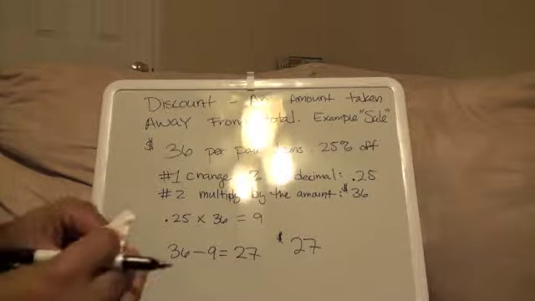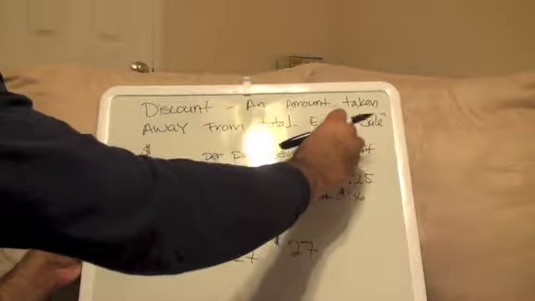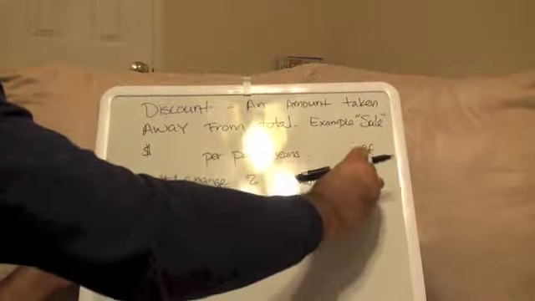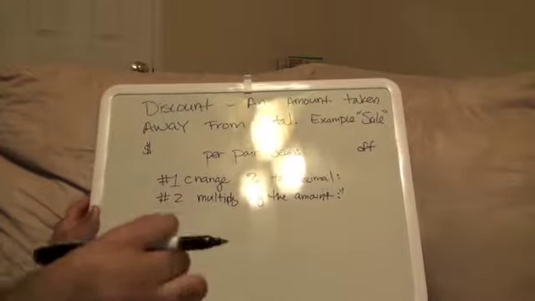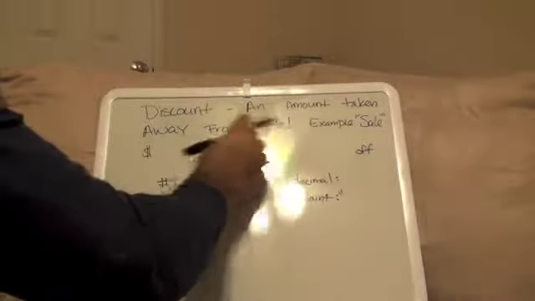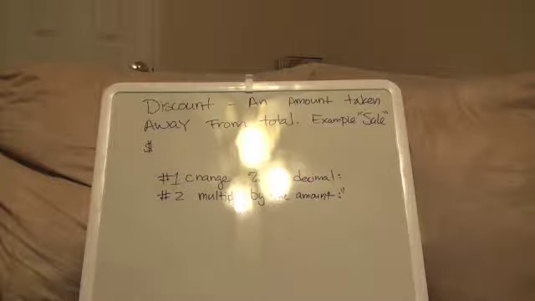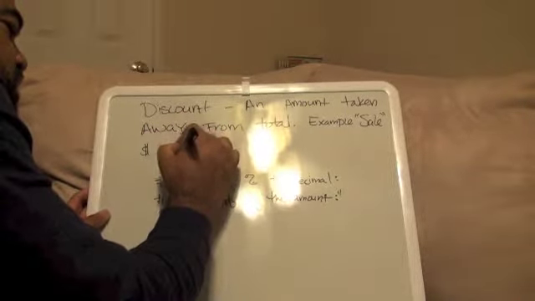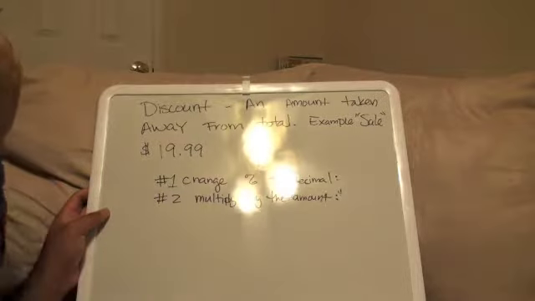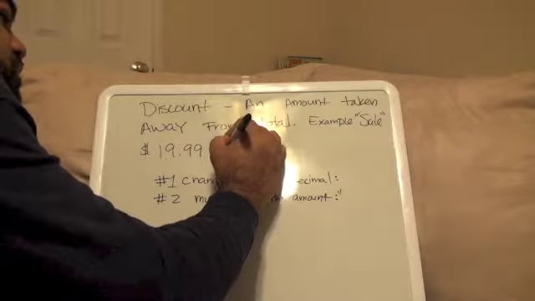So now let's do another one for an example. Another example. So let's erase these things here. Okay. So this time we're going to say a DVD Blu-ray movie is $19.99. It's on special, so it's a discount.